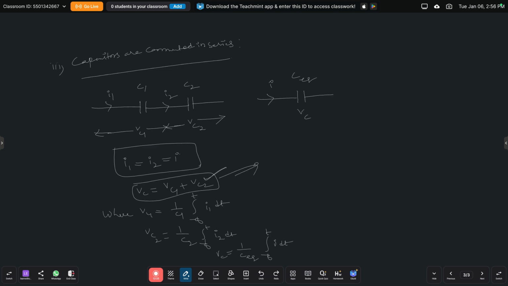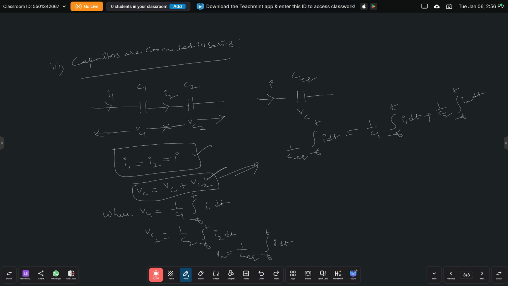So the equation implies, first, the VC. What is the value of VC? 1 by C equivalent integration from minus infinity to t of I dt is equal to VC1. What is the value of VC1? VC1 equals 1 by C1 integration from minus infinity to t of I1 dt, plus next VC2. What is the value of VC2? 1 by C2 integration from minus infinity to t of I2 dt.